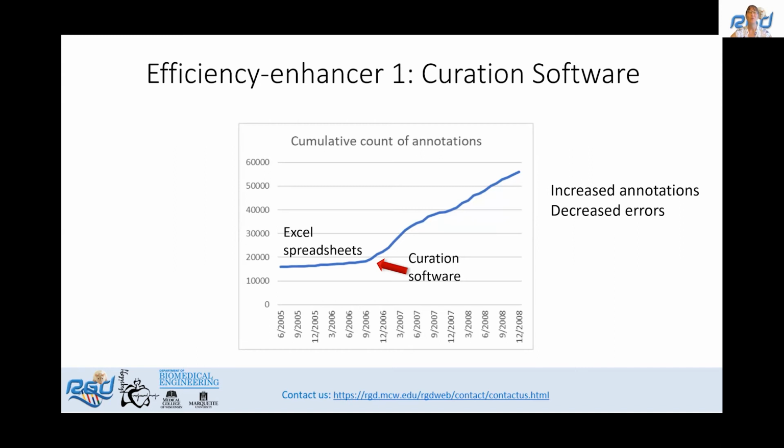And so really the first enhancement of efficiency was to change from Excel spreadsheet curation into a very nice in-house suite of curation software, and that was done in 2006, as you can see. And when you look at the curve of the cumulative count of annotations, you can see that greatly enhanced our efficiency. So we could get a lot more annotations, and it also helped to decrease errors in getting information into the database.